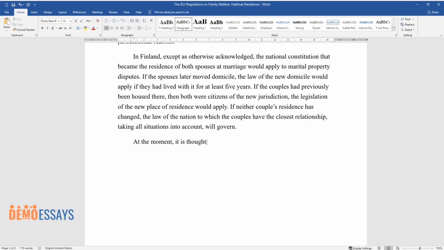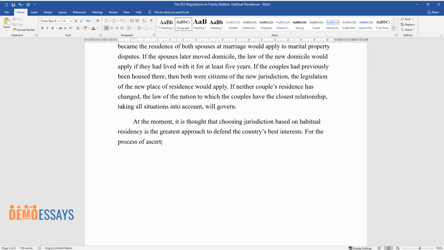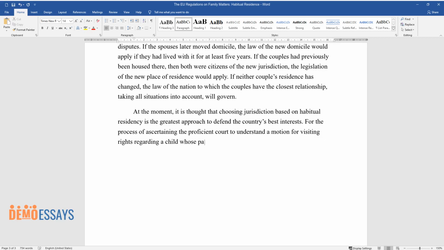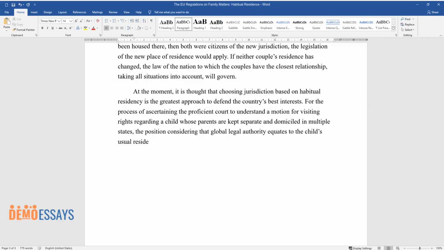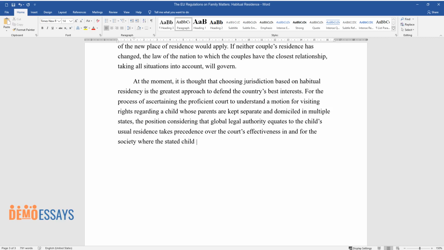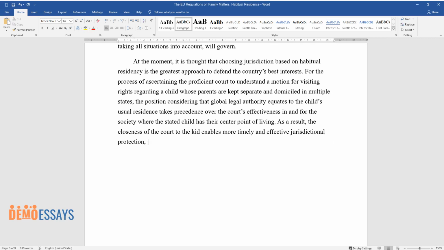At the moment, it is thought that choosing jurisdiction based on habitual residency is the greatest approach to defend the country's best interests, for the process of ascertaining the proficient court to understand a motion for visiting rights regarding a child whose parents are kept separate and domiciled in multiple states. The position considering that global legal authority equates to the child's usual residence takes precedence over the court's effectiveness in and for the society where the stated child has their center point of living. As a result, the closeness of the court to the kid enables more timely and effective jurisdictional protection, therefore conforming to the concept of performance.